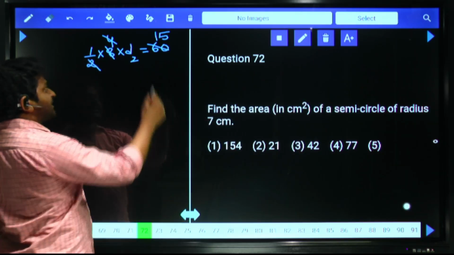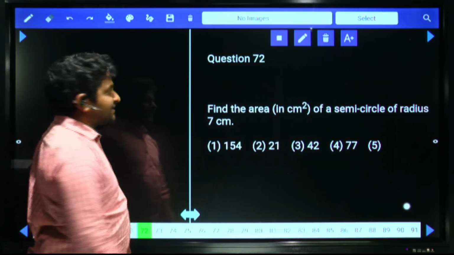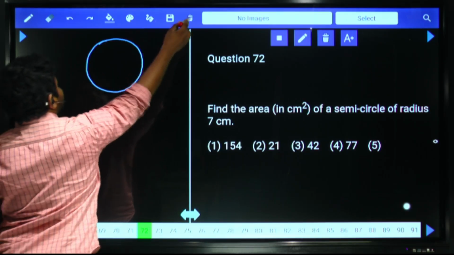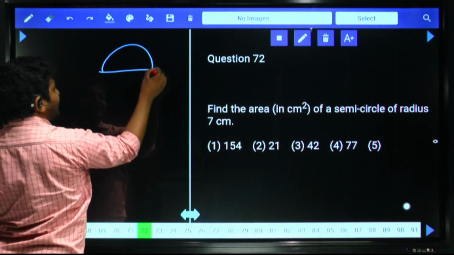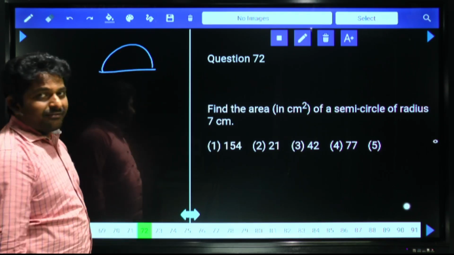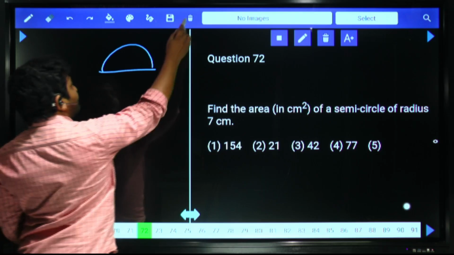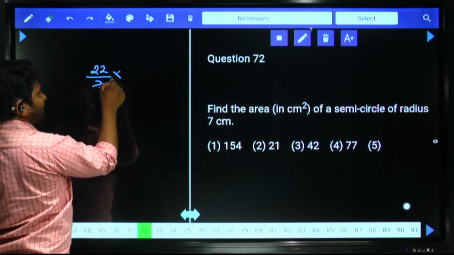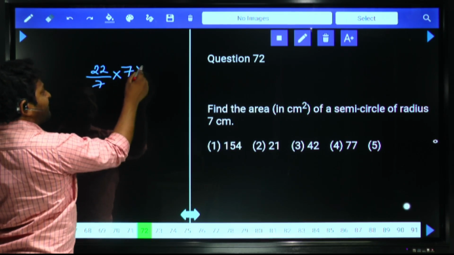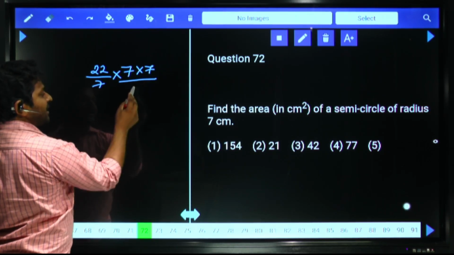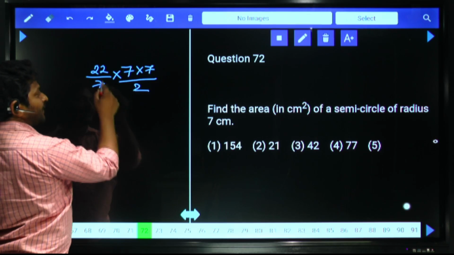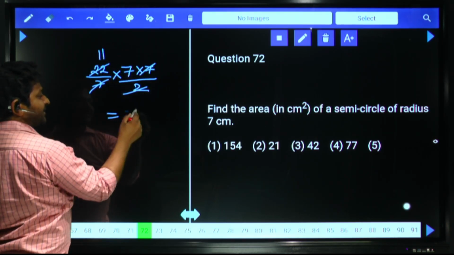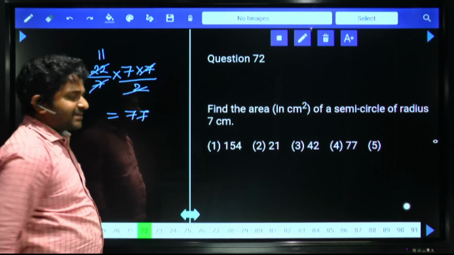Find the area of the semicircle of radius 7. Full circle area is equal to pi r square, but what is asked is the semicircle. So this is exactly half of the full circle area. Pi into r square, radius is equal to 7. 7 into 7 divided by 2. 7 7 cancel, 2 11 times. 11 into 7, 77.